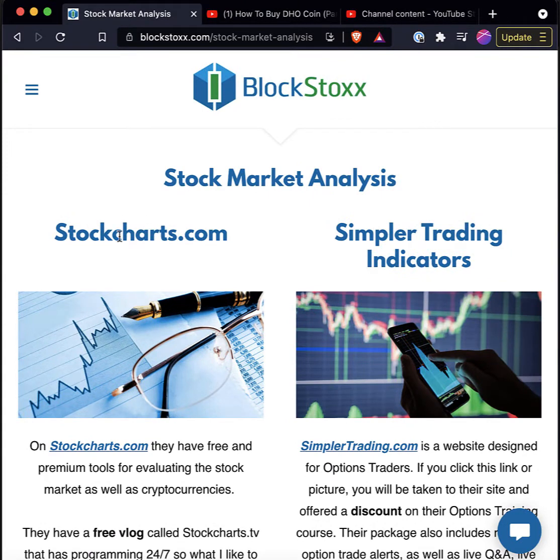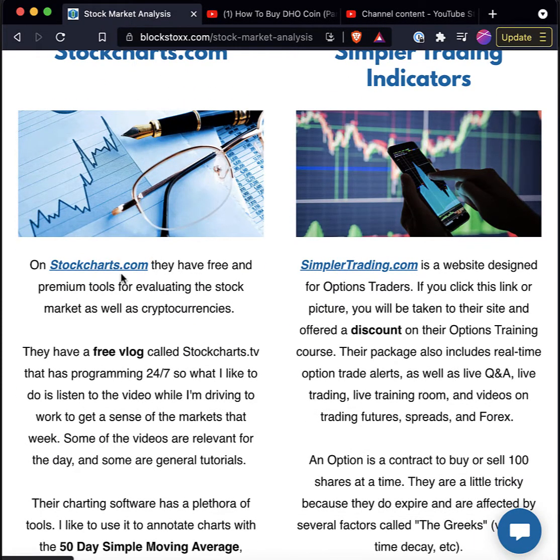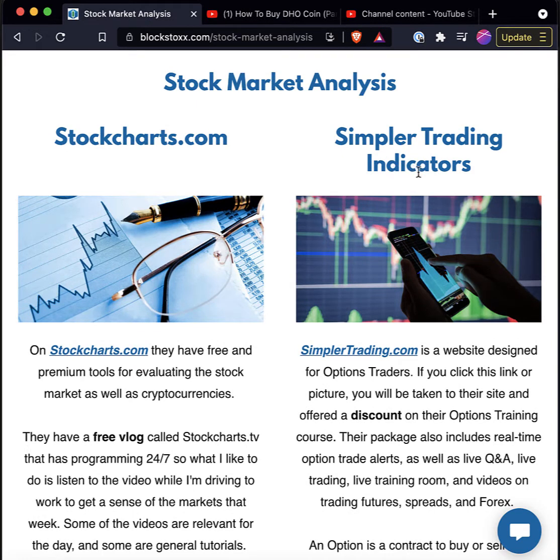This is a free site here, stockcharts.com. They have really great information, lots of education on different charts as well as cryptos. This one here, simplertrading.com, I use a lot of indicators from them.